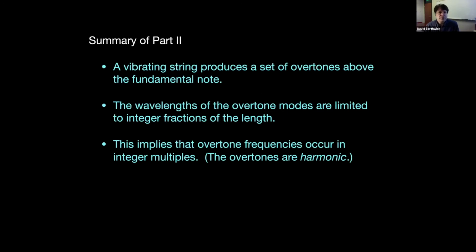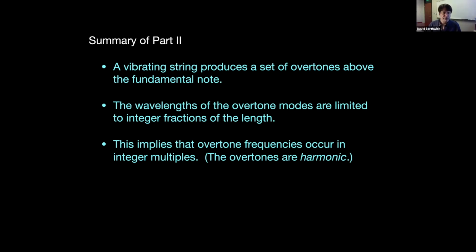So just to summarize, a vibrating string produces overtones above its fundamental note. The wavelengths are limited to integer fractions because they have to fit within the fixed ends of the string. And this implies that the frequencies occur in integer multiples. This is a phenomenon that occurs for other pitched instruments. I mean, the physics is different. Obviously, for a trumpet or a clarinet, that's a different physical system that's producing the sound. But the principle of fitting waves evenly into the length of the instrument applies essentially to all pitched instruments. And that produces a harmonic overtone pattern.